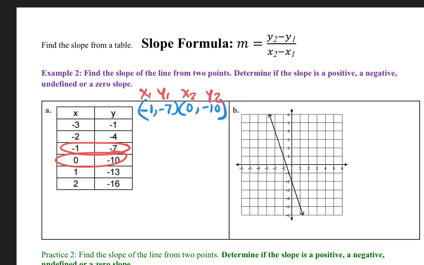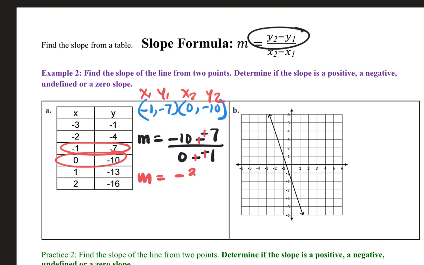So the reason I want you to label it like this or write it out is because I want to make sure you don't make a mistake with your numbers there. So plugging it into our formula, we got y2 minus y1, right? That's y2 minus y1. So we have -10 minus a -7. And then we have 0 minus a -1. Double negatives turn into a positive. So your slope is going to be -3/1. Well, -3/1 can also be written as -3. And this is a negative slope.